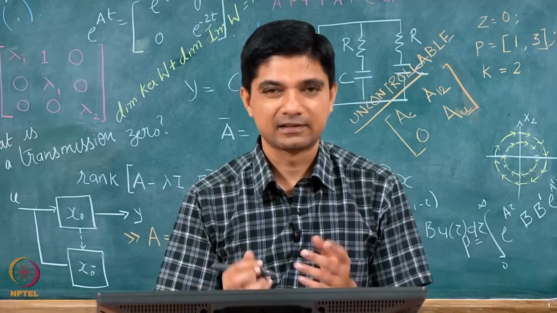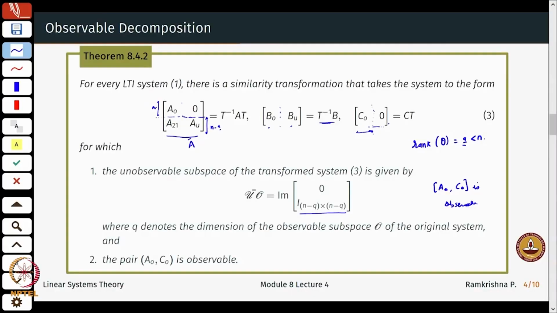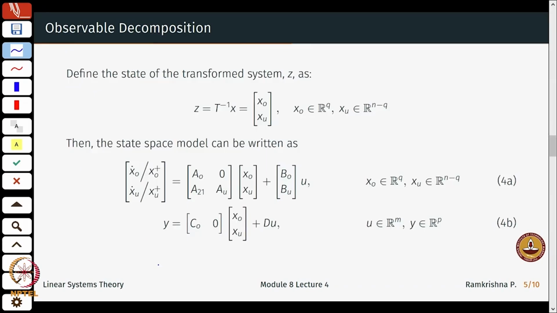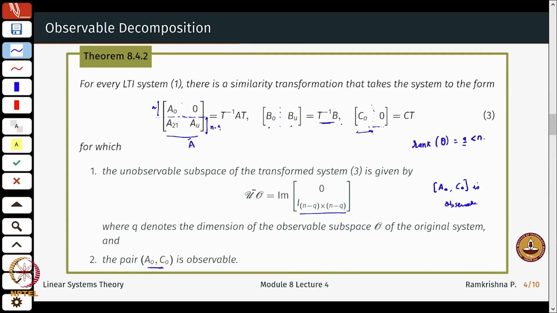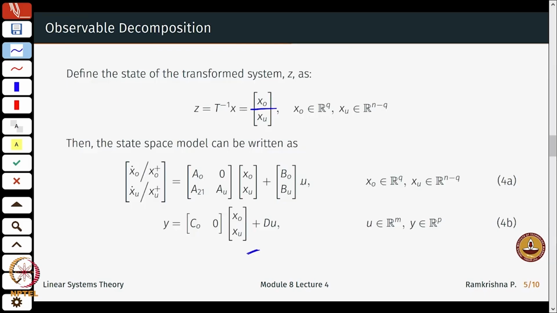Okay, so I leave it as a very small exercise. What we know now is the decomposition into the observable and unobservable space, and that the observable pair is A naught, C naught. This can again come as a result of a certain transformation where I can divide my states into the observable part and the unobservable part, with a state space model which looks like this. I am just writing down these equations, plugging them into the appropriate x, u, y matrices and so on.